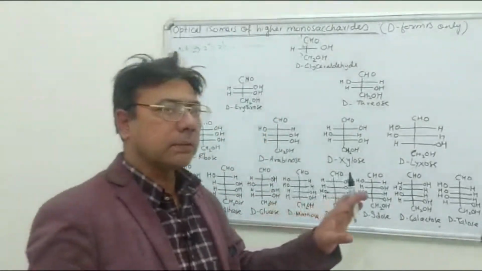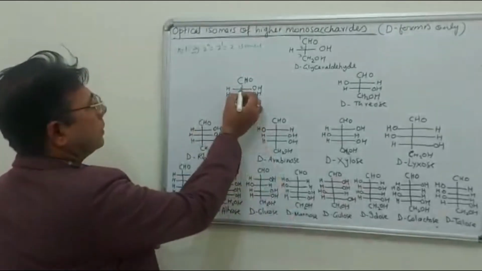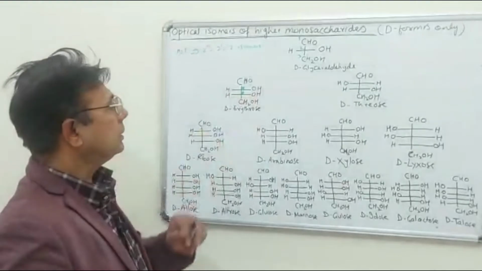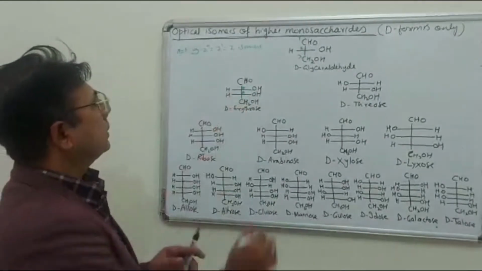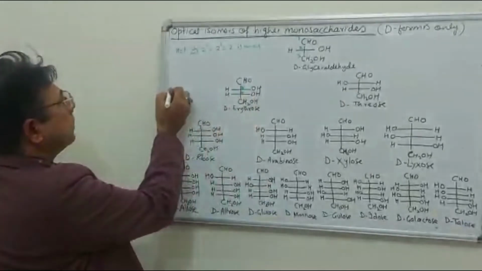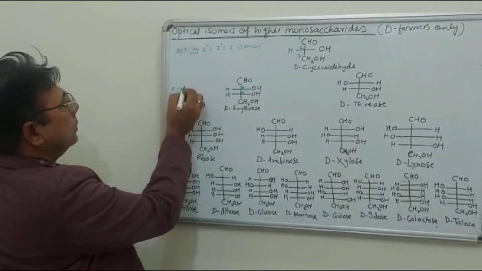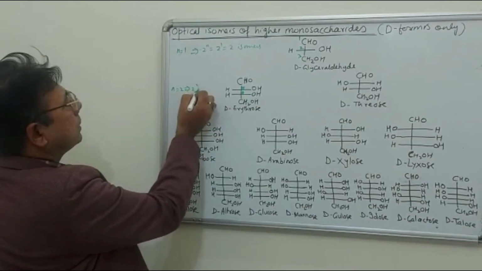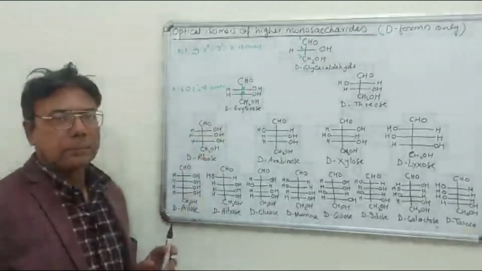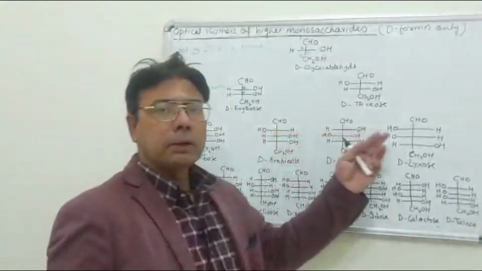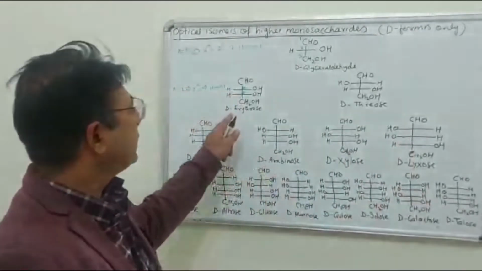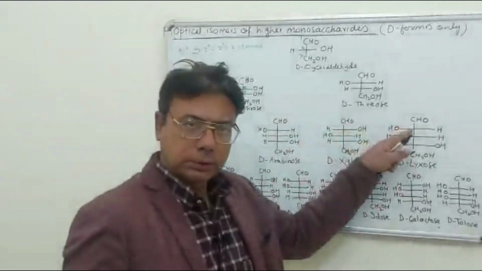Now we increase the number of carbon atoms. Here you see 4 carbon sugars, 4 carbon monosaccharides. In this case, there are 2 chiral carbons, so n is equal to 2, which means 2 to the power 2, that is 4 isomers are possible. Here we are only drawing the shapes of D isomers. So here you see D-erythrose and D-threose.